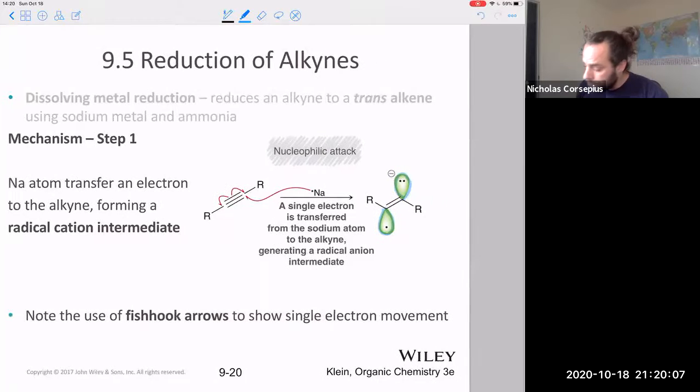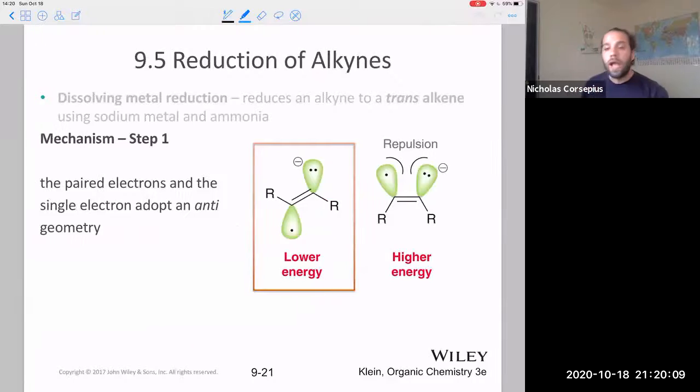The bottom line is that it is way lower energy for these two electron clouds to be on opposite sides of the double bond than it is to be right next to each other. This is much higher energy because you have repulsion that takes place between these two electron clouds, right? So this would be an anti-addition or produce the trans isomer.